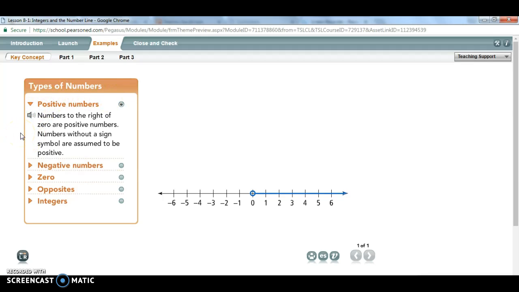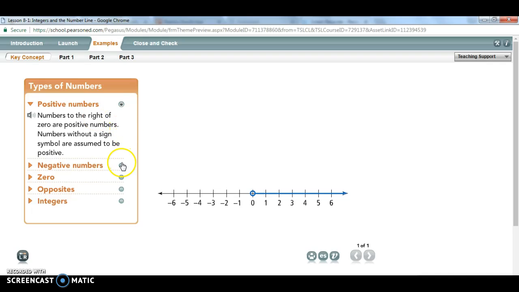Numbers to the right of 0 are positive numbers. Numbers without a sign symbol are assumed to be positive. You guys know this one. Positive numbers. It's not that hard. Those are the numbers that you first learned how to count when you were just a little child.